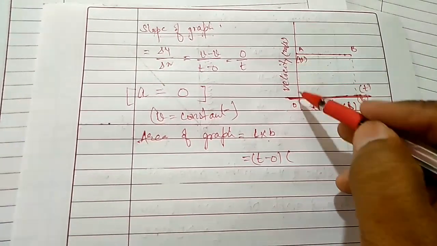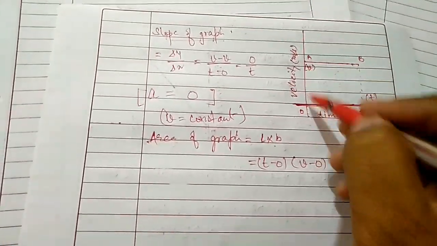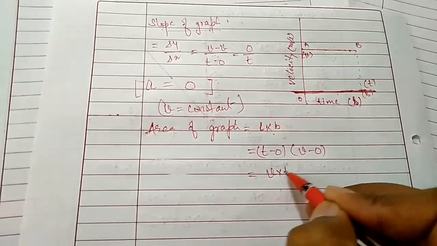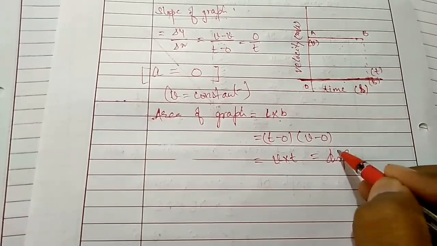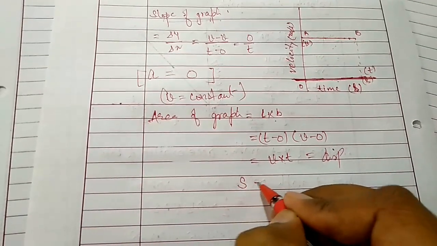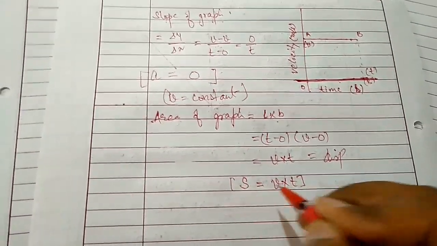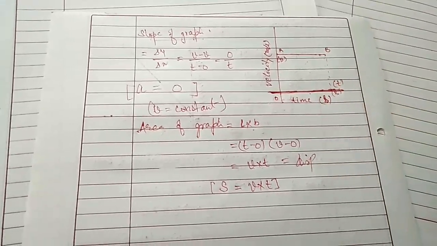And on the y-axis, v minus 0 means this. You can see length into breadth. So v into t, and we know that velocity into time is what? Displacement, or you can say s equals vt. See the equation of displacement even. So we have seen for the graph which is horizontal to time axis.